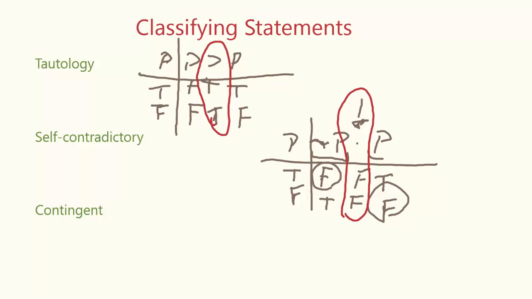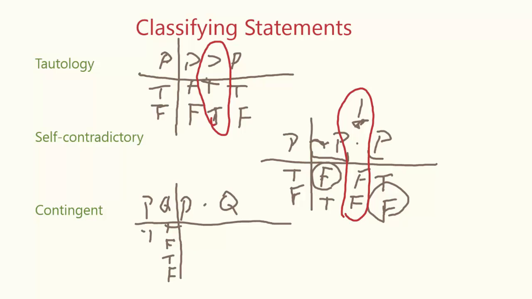So for a contingent sentence, we can take, again, as a pretty simple example, P and Q. So now we have P and Q that we have to worry about, since we have two kinds of propositions. So we need, since 2 to the second power is 4, we need 4 rows. It goes TF, TF, and TT, FF.